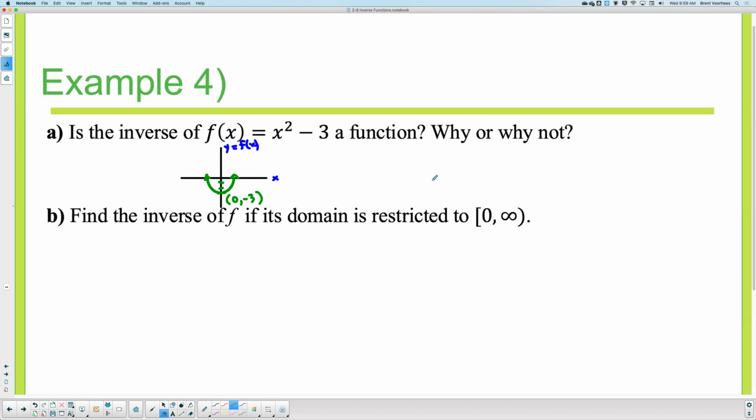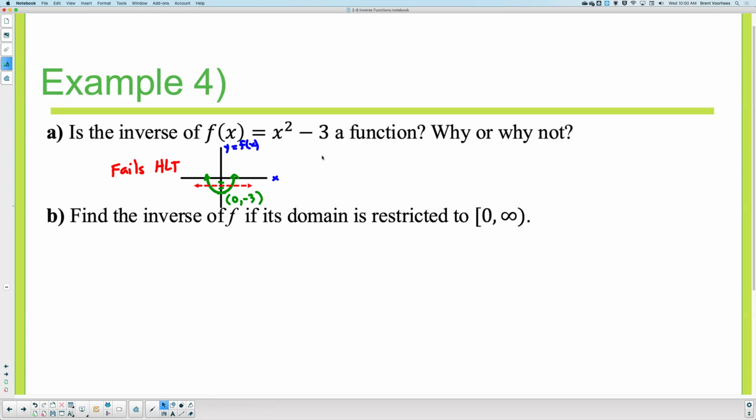Now, that is not reasoning for AP Pre-Cal. I want you to know that. Even though we can see here that it fails the horizontal line test, I'll go ahead and write it fails the horizontal line test, so HLT. Even though it fails the HLT, that does not satisfy AP Pre-Cal for grading. You need to know the true definition.